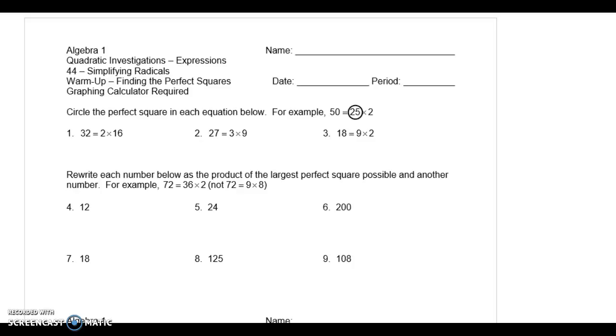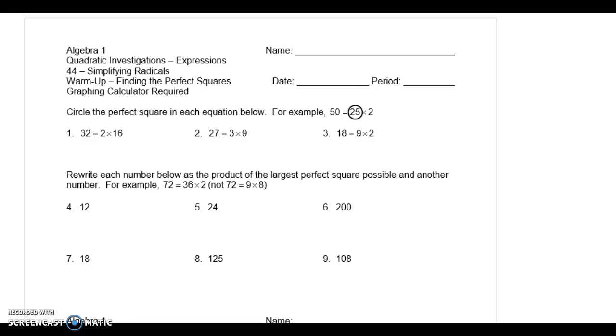Now that we know what a radical is, in this video we're going to take a look at how we simplify radicals. And our goal is to take out as many perfect squares as we possibly can. But to do that, we have to start getting in the practice of writing our numbers, these will eventually be our radicands, as a product of a number and a perfect square. So in the first part of this warm-up, we're going to circle the perfect square in each equation below.